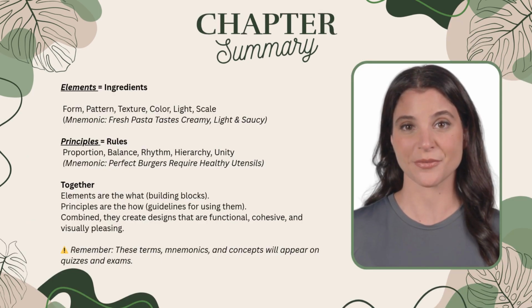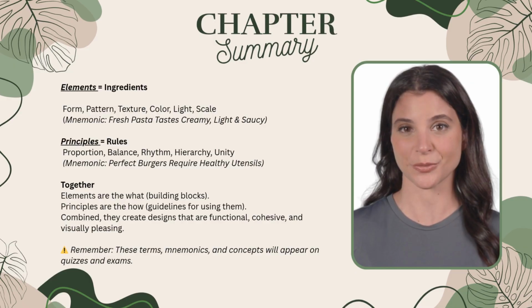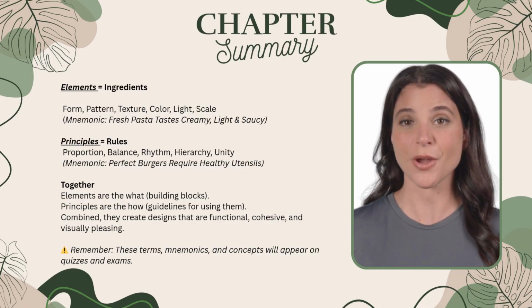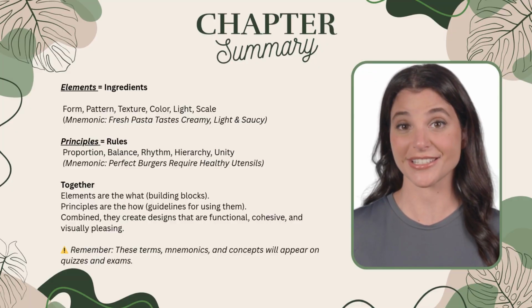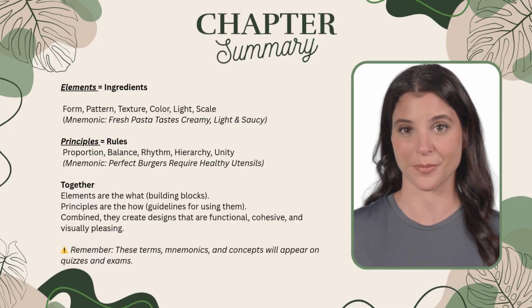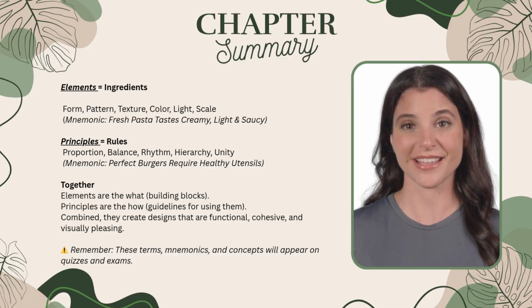All right, now that we've gone through each of the elements and principles of design, let's bring it all together in one big picture. The elements are our ingredients, the raw materials we use to create spaces. To help you remember them, think of our mnemonic: fresh pasta tastes creamy, light and saucy. F for form, P for pattern, T for texture, C for color, L for light, S for scale. These are the building blocks. They give us the shapes, textures, colors, and proportions that make up a space.